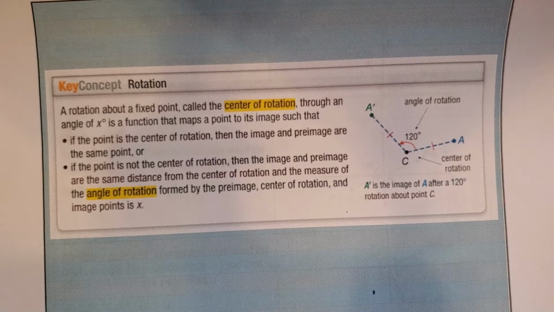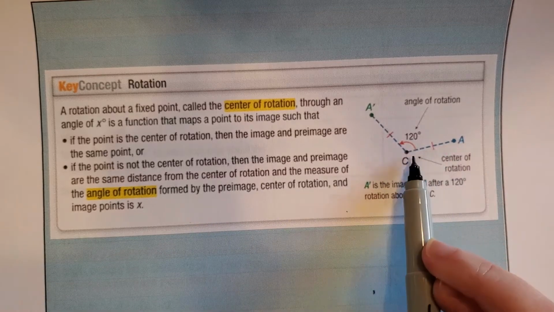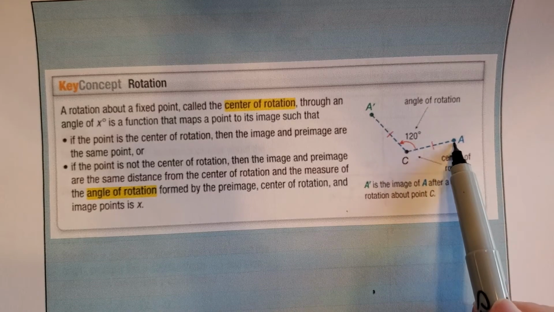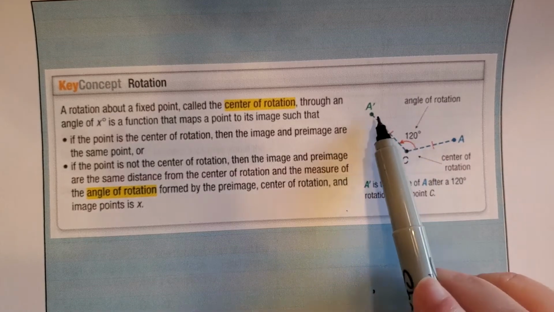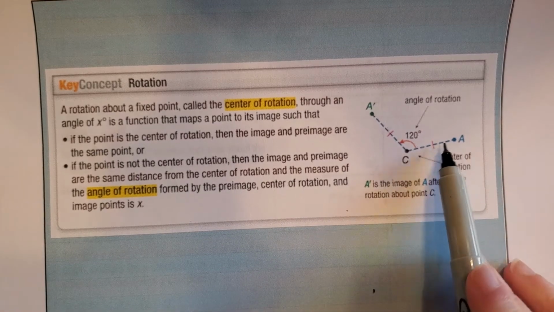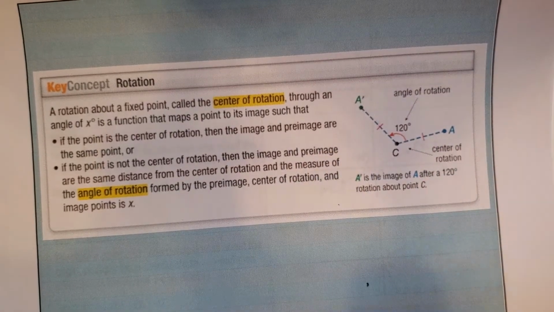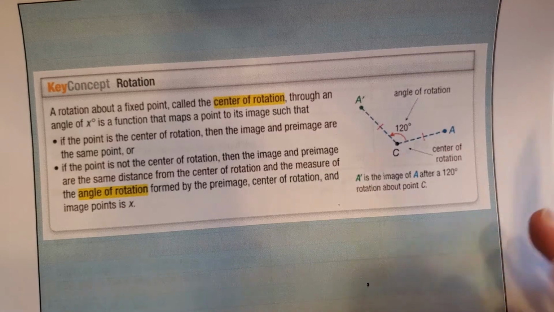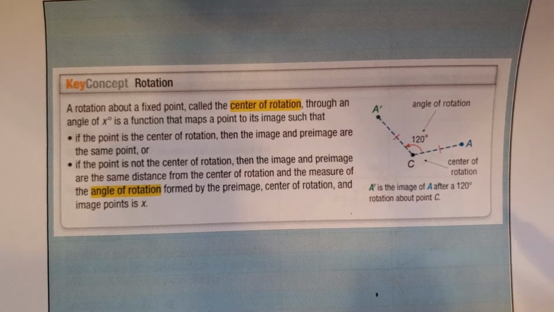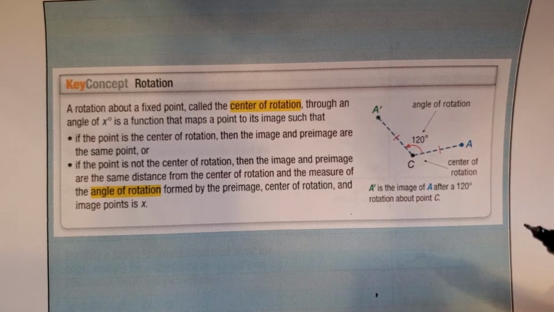an angle, you need 3 points to form an angle. So all of this that they're just listing out is the 3 points that you would need to make this angle: the pre-image point, the center of rotation, and the image point. If you're able to construct an angle between those 3 points, the measure of that angle is your angle of rotation. That's all this is really saying.